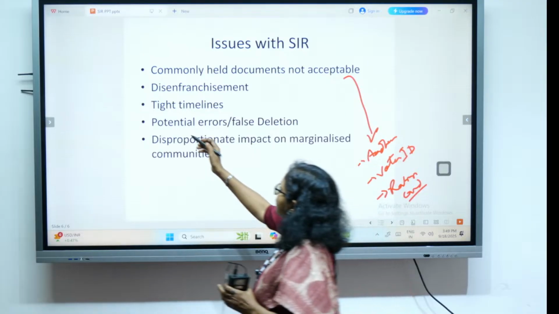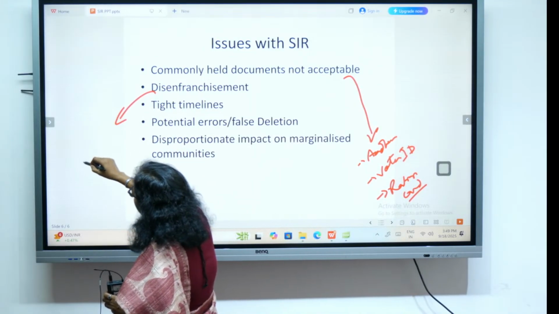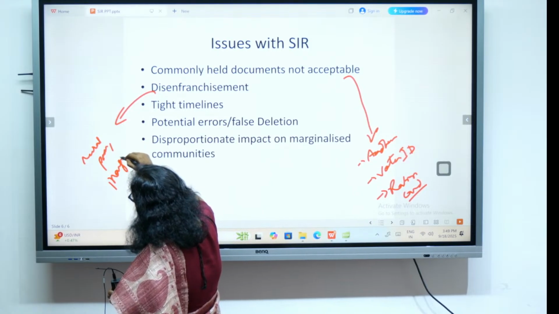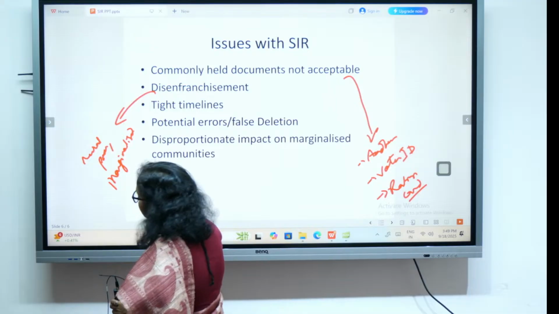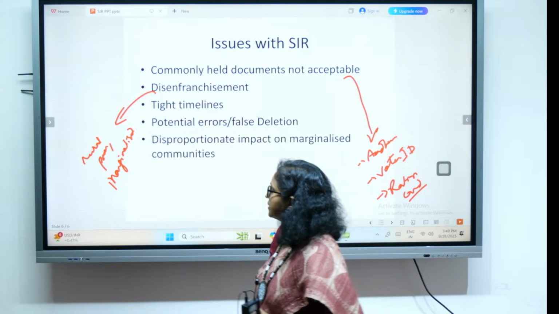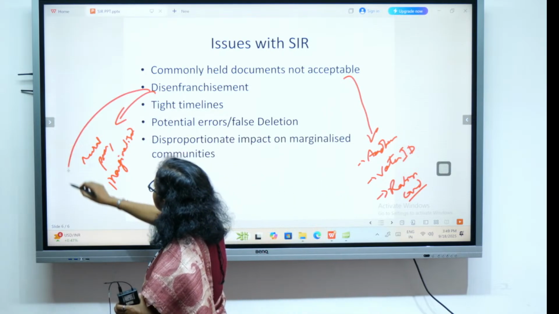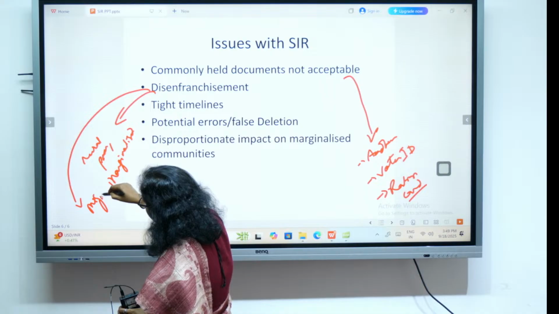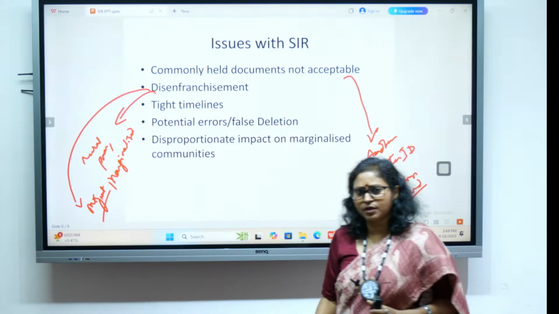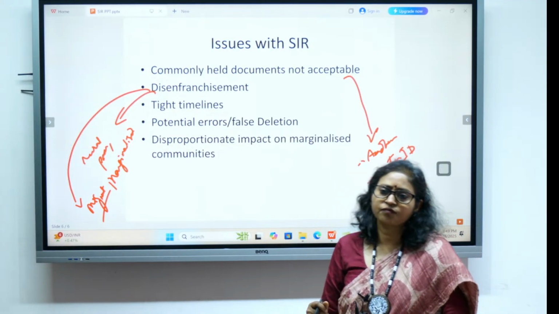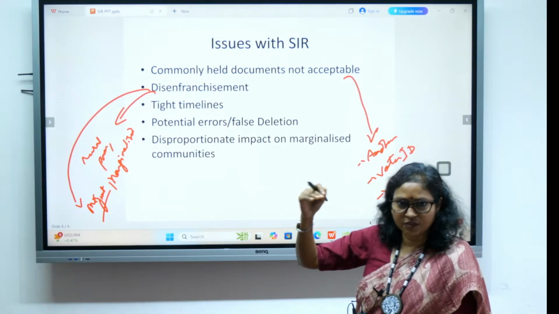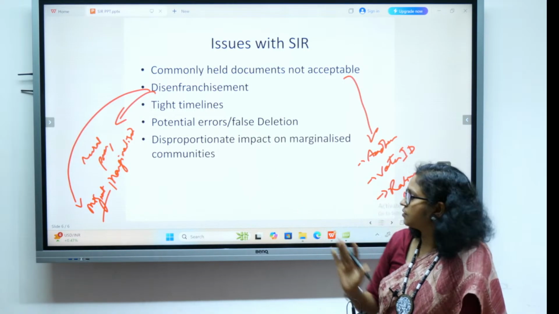Then the problem of disenfranchisement, particularly for the rural poor, marginalized communities like scheduled tribes, scheduled castes, illiterates, and also migrants. So for marginalized communities, the rural poor and migrants, there is a fear of disenfranchisement because of the various reasons we just discussed.